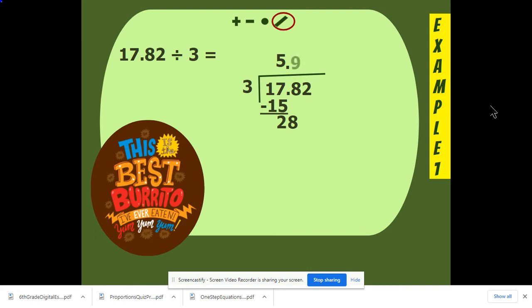3 goes into 28 9 times. That's 9 times 3 is 27. If I subtract, I get 1. I still have another number to come down. And repeat. 3 goes into 12 4 times.